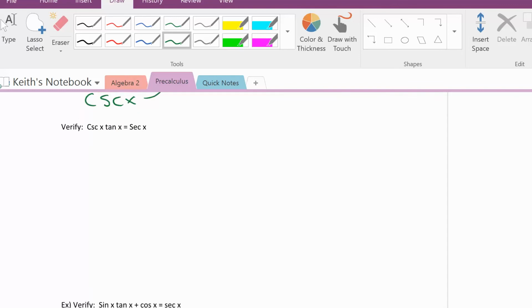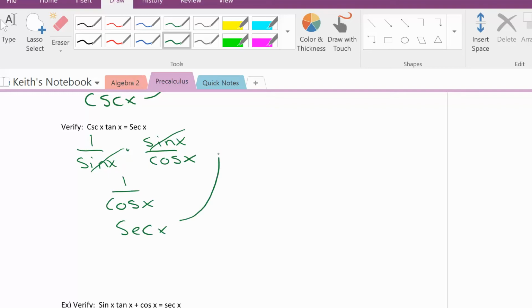If you look at the next one, doing the same thing, cosecant is 1 over sine. Tangent is sine over cosine. Notice you can cancel those out, so it becomes 1 over cosine, which is equal to the secant, and that's what we wanted to prove.